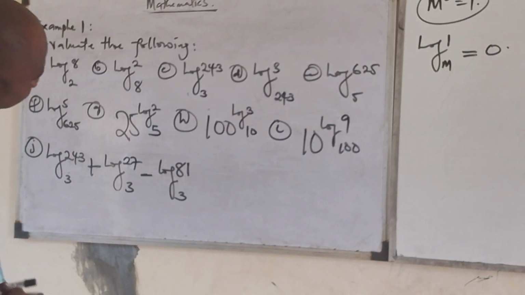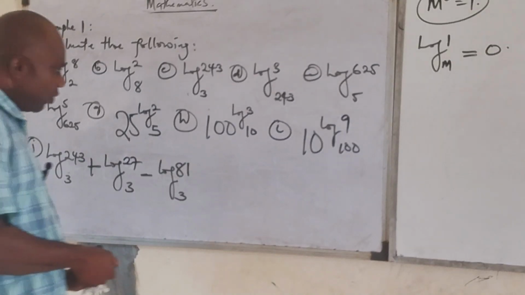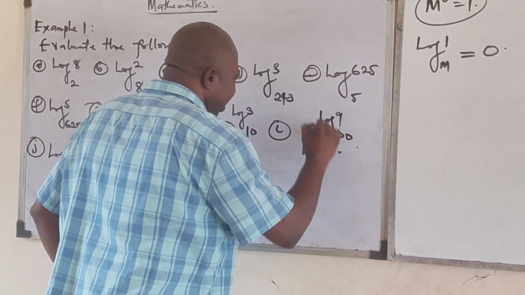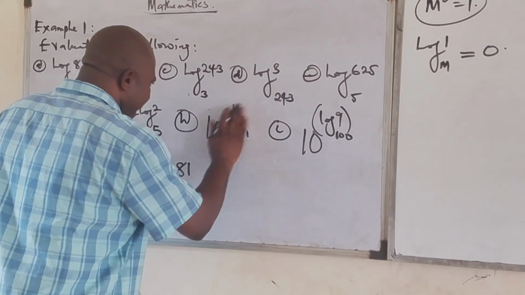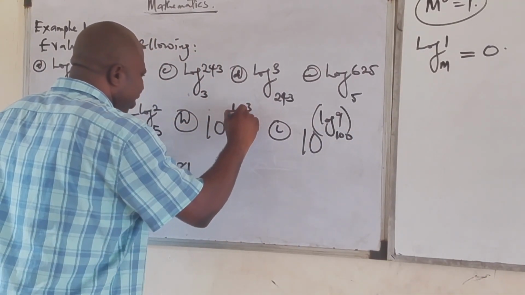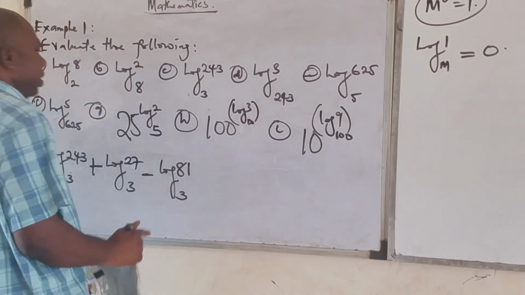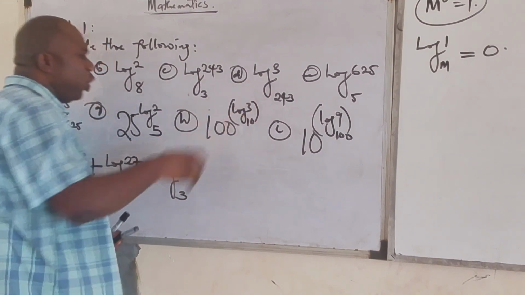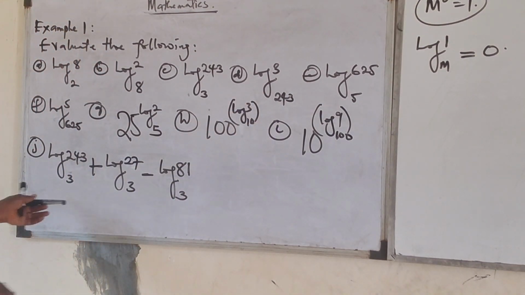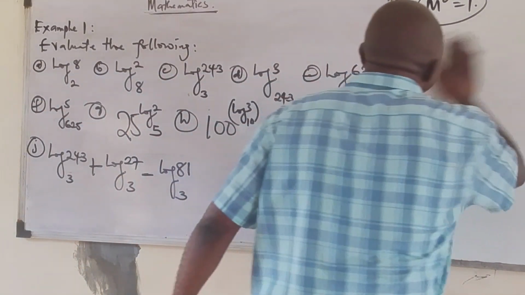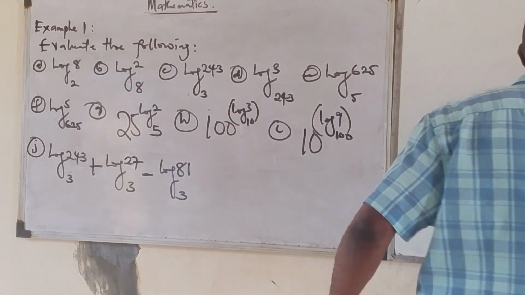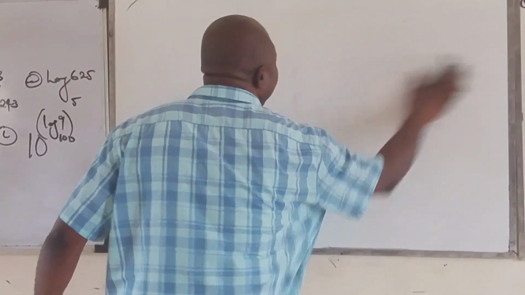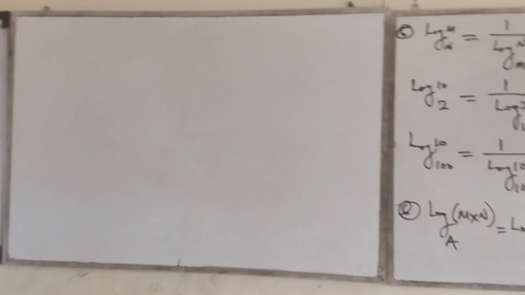Yes, now we are going to be looking at all these examples. This is power, log 9 base 100. This is also power, log 3 base 10. It's 100 raised to the power of log 3 base 10. So we are going to be solving all these questions to show how to apply the laws of logarithm.